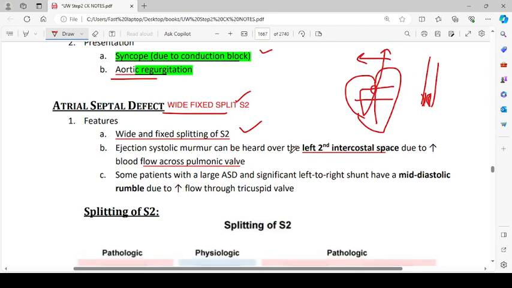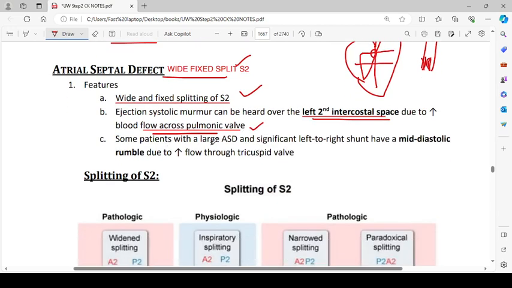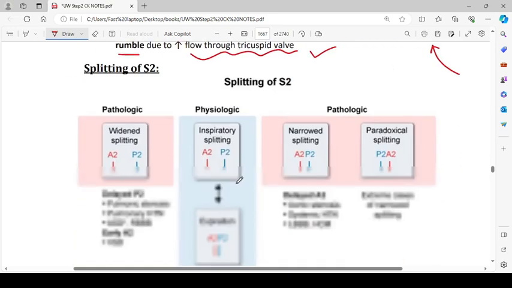Ejection systolic murmur can be heard over the left second intercostal space due to increased blood flow across the pulmonic valve. Some patients with large ASD and significant left to right shunts have a mid diastolic rumble due to increased flow through the tricuspid valve. Okay. An ejection systolic murmur can be heard because of the flow through the pulmonic valve. A mid diastolic rumble can be heard in patients who have a large ASD, and that is happening because of the blood flow through the tricuspid valve.